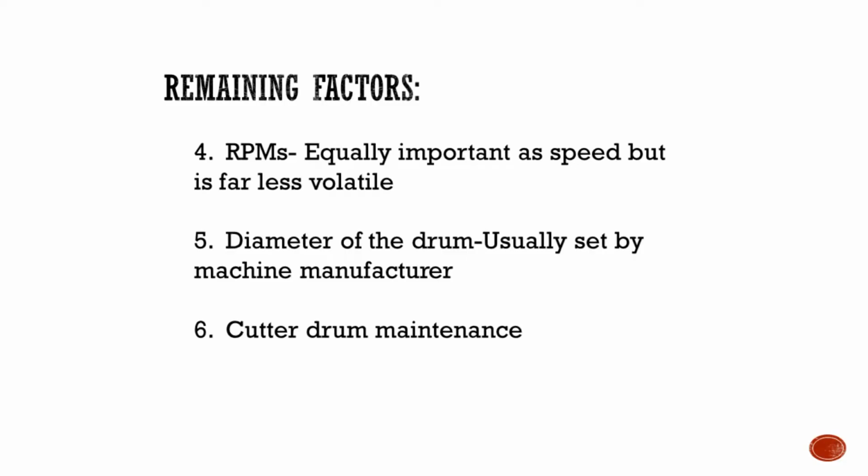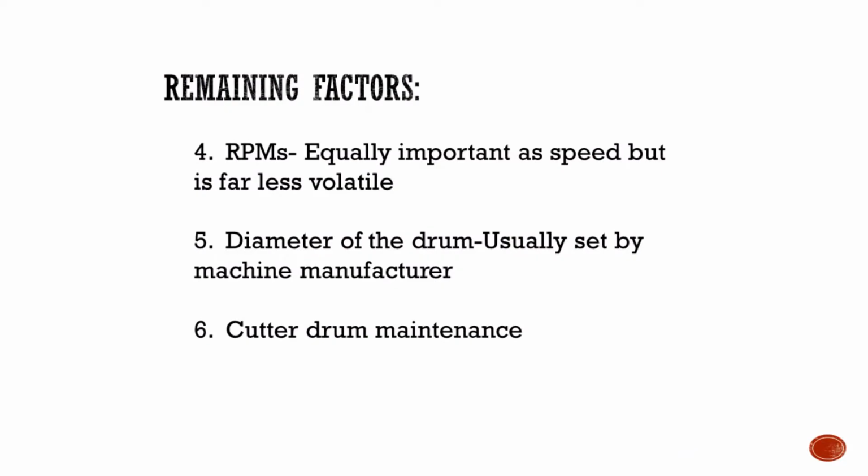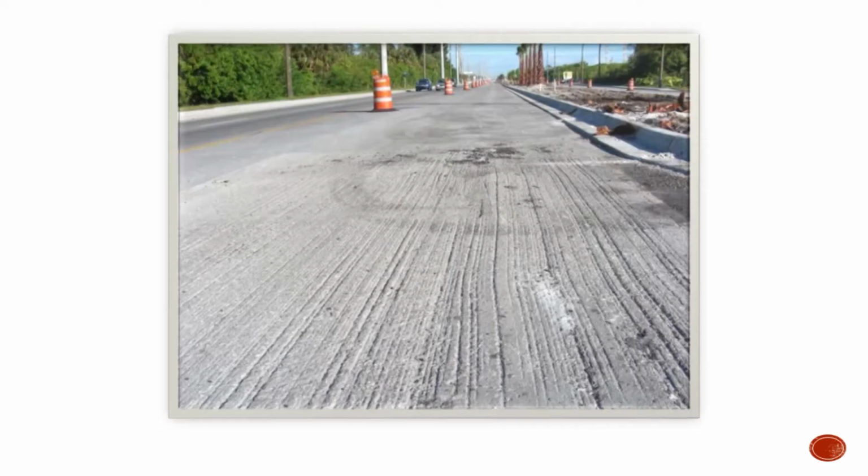The remaining factors: RPMs are equally as important as forward cutting speed, but far less volatile. Some manufacturers of machines allow you to change it. You can change shifts, you can change it on the fly. Maybe you could pick up another 20 or 30%, but it's not a massive difference. You also have the diameter of the drum, which is always set by the manufacturer of the machine. And last, but certainly not least, is cutter drum maintenance, because if you have all perfect factors but you're not maintaining your cutter drum, you could be left with a surface like this.